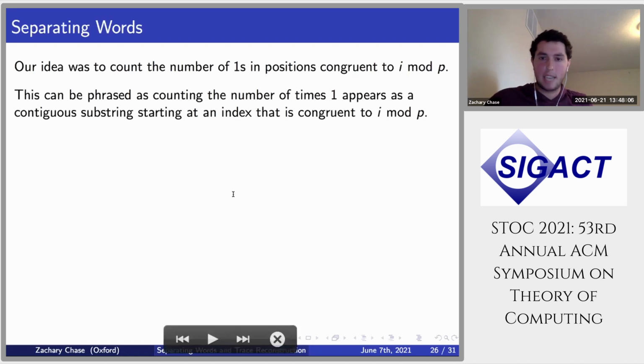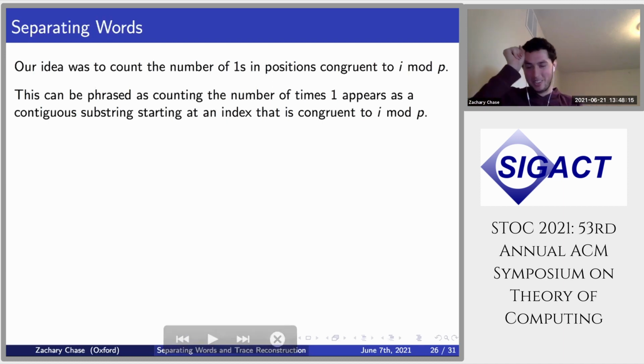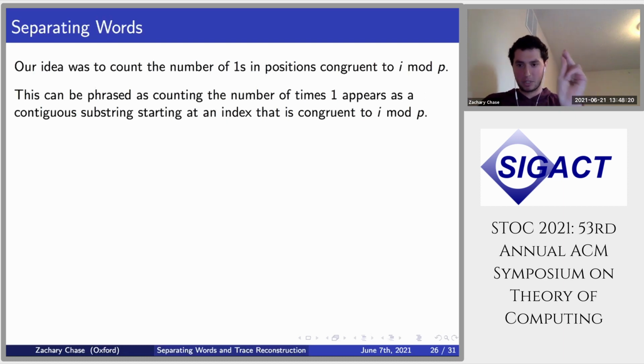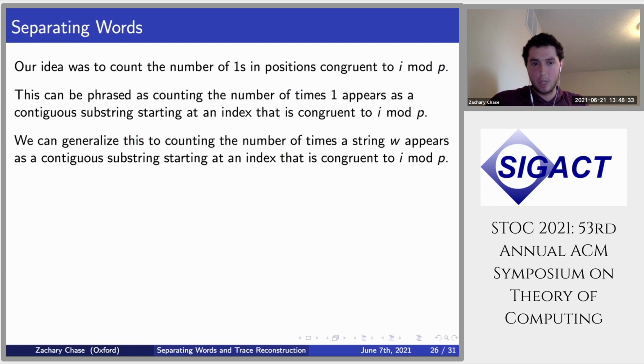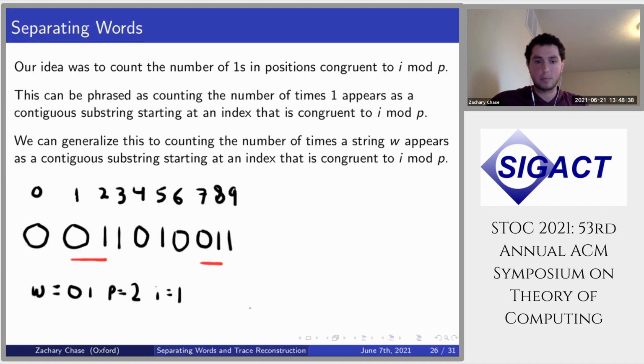This can be phrased as counting the number of times 1 appears as a contiguous substring starting at an index that is congruent to i mod p. So you just look at when one appears, viewing it as a substring starting at an index i mod p. The reason we rephrased it in this obnoxious way is that it can be generalized to arbitrary strings w. So now we're going to count the number of times a certain string w appears as a contiguous substring, starting at an index that's congruent to i mod p.